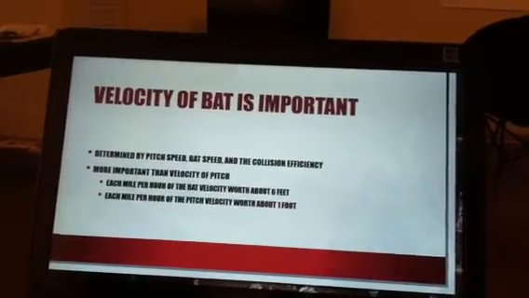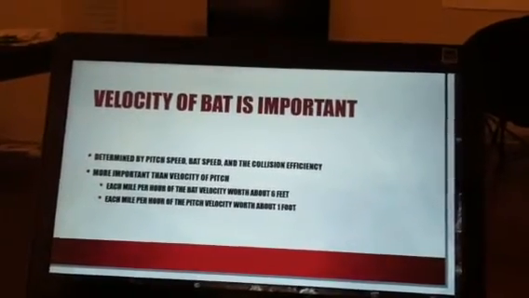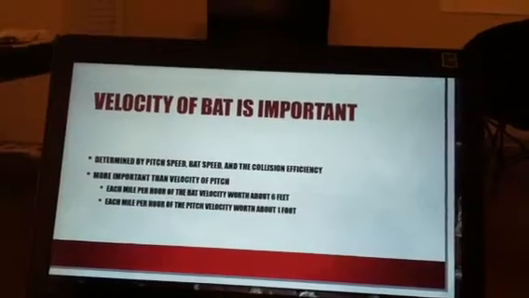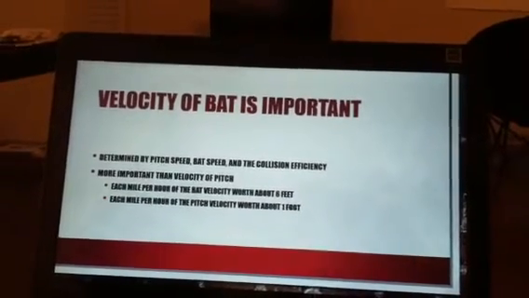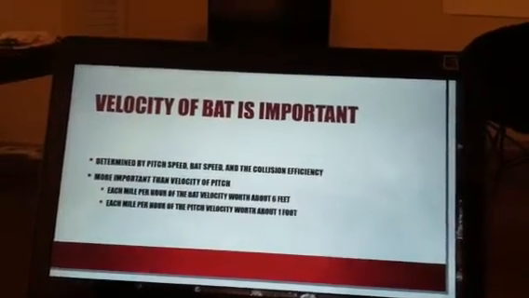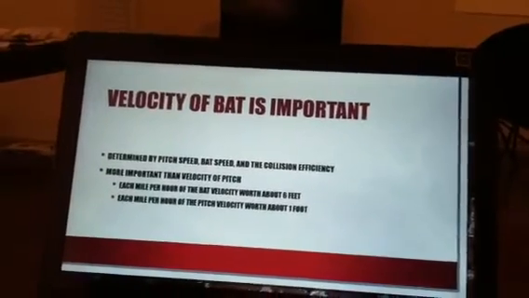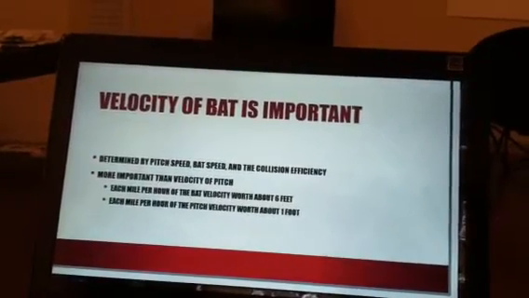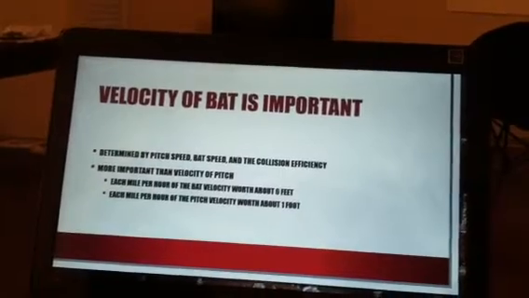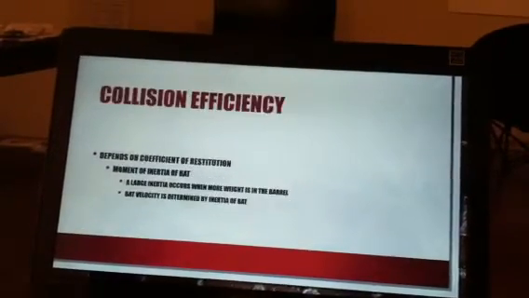It is determined by the pitch speed, the bat speed, and the collision efficiency. It is more important than the velocity of the pitch. Each mile per hour of the bat velocity is worth about 6 feet of distance, and each mile per hour of the pitch velocity is only worth about 1 foot.